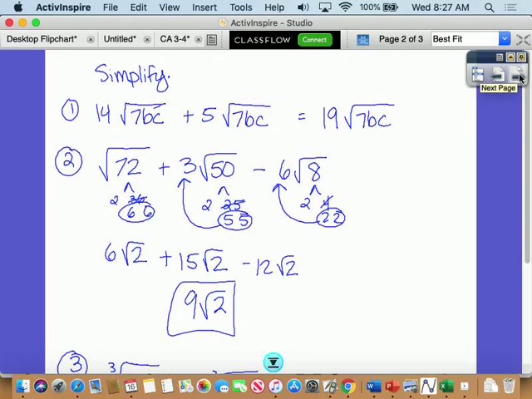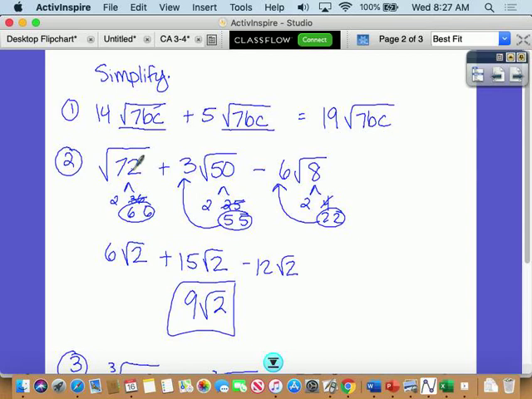So when we go to add like radicals, we see here the radical part is exactly the same. So we treat it as if this was 14x plus 5x. Treat the radical like an x and just add the outside numbers like coefficients. So 14 plus 5 is 19 and then keep the radical part.